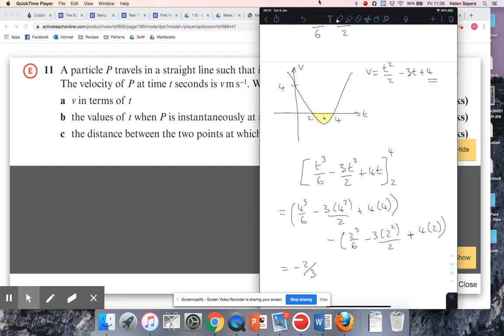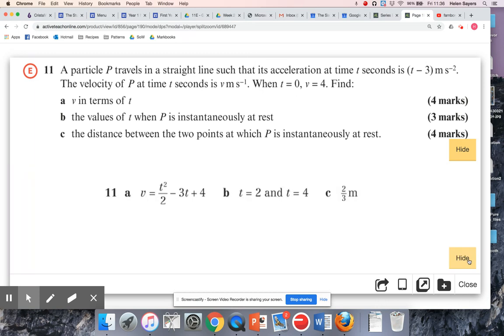Okay, so probably I've typed something else in wrong as well, but we'll check that in a second. So that's giving me negative 2/3. So that's a negative displacement. So the distance, I think, is 2/3 of a meter. I'm just going to check that though, because I did rush that last bit. No, that's cool. Okay, and we'll just quickly check. Yeah, we've got 2 and 4, and we've got t squared over 2 minus 3t plus 4. Yeah, I think we're good.